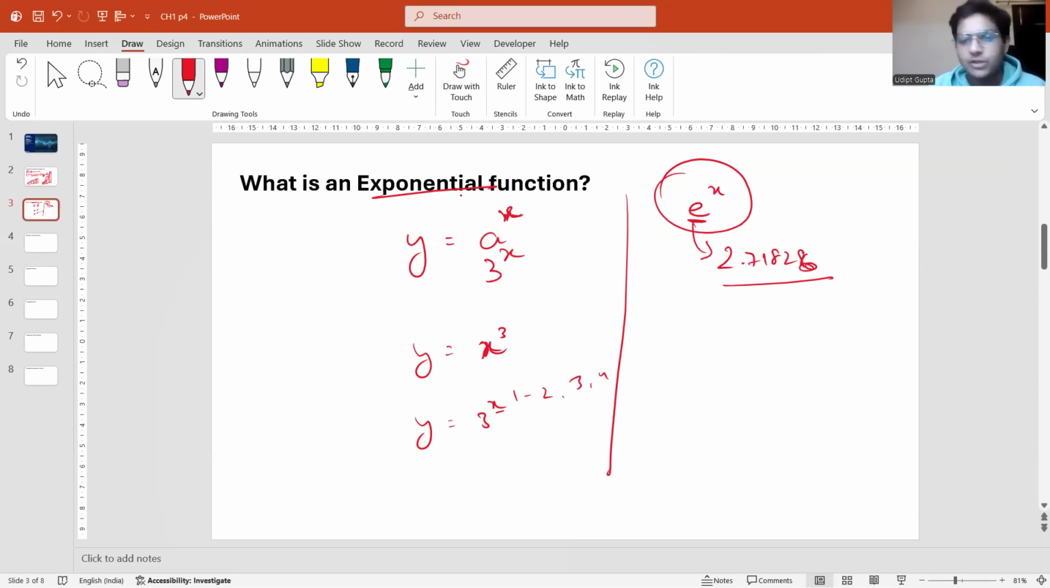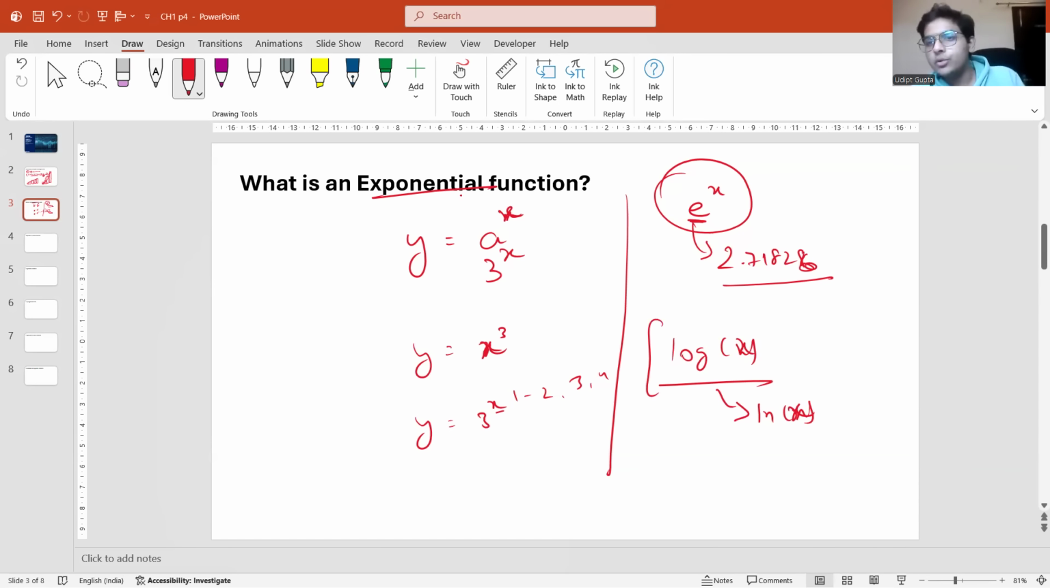You have the function very much alive in your BA II Plus calculator. Even the log x function is given as ln x in your calculator. So that's how you will be using it in calculators. What's the benefit of using them? How are they used and what do you get?